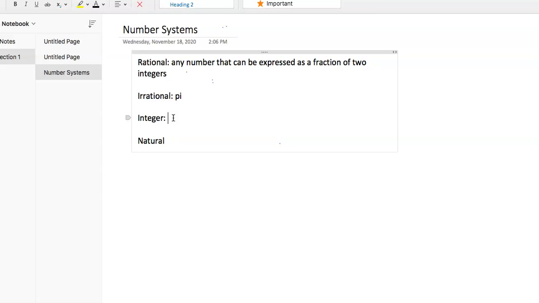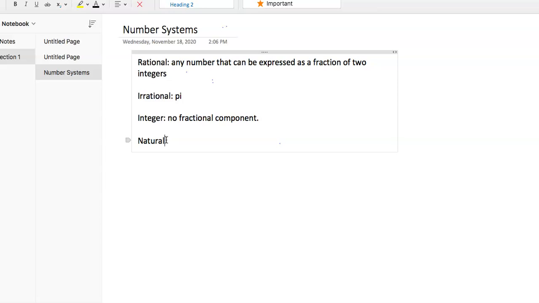An integer is a number that can be written without a fractional component. So, for example, 0 is an integer, but 1.5 is not, right? So it needs to be a whole number.